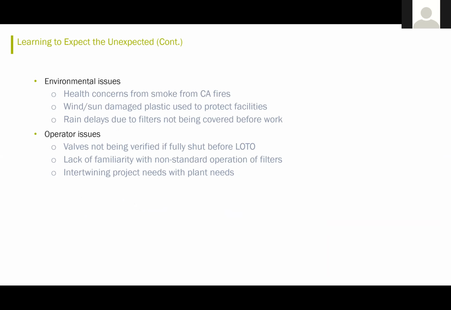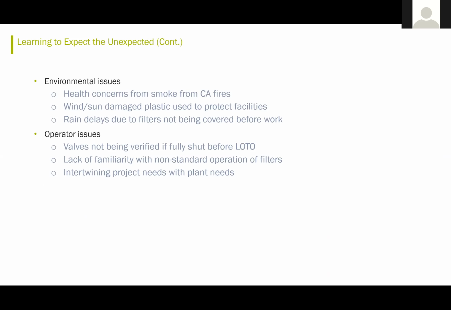There were a couple other issues that affected the replacement of the filter media. During this period of time, a lot of fires were going on in the area, which resulted in some health concerns over the smoke, which shut down the operation for a period of time. And then they had some issues related to wind and sun, which damaged the tarping that they used. They also had rain delays due to the filters not being covered before the work.